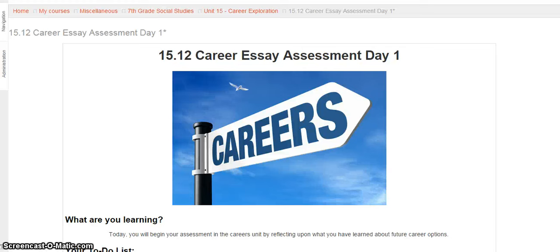Hey guys, I wanted to make sure that we understood the instructions for lesson 15.12, the careers essay assignment. This is an essay slash graphic organizer that we're going to be working on for the next 3 days in class. So it's really important that you make sure you're listening to my instructions today and that you understand exactly what we're going to do. So in step one, we have to read the instructions.